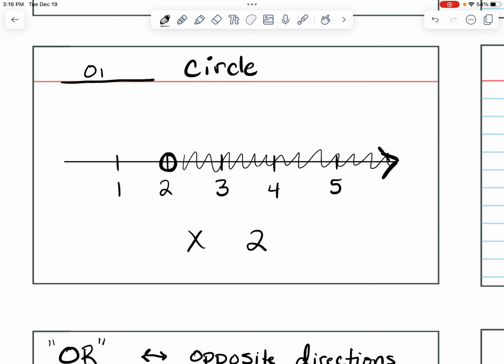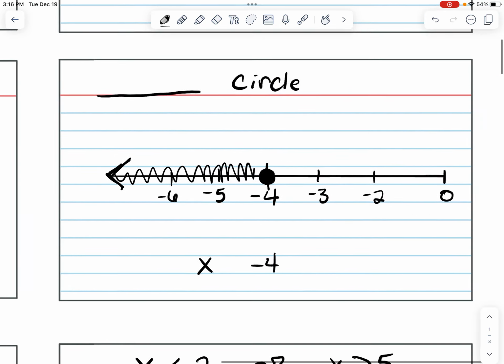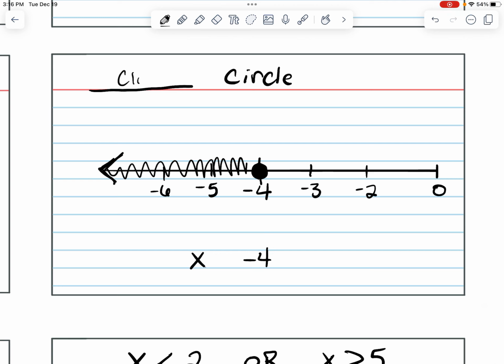All right, now let's talk about open circle and closed circle. The first will be an open circle. An open circle is going to be used with the greater than symbol and the less than symbol. And for each of these, we're going to look at the numbers in the data set. So here, 3, 4, and 5. All right, this would mean that x is greater than 2.